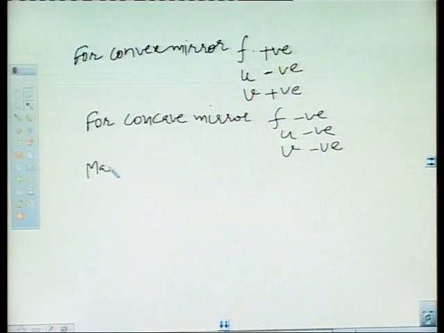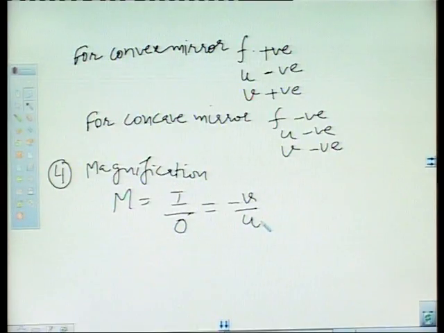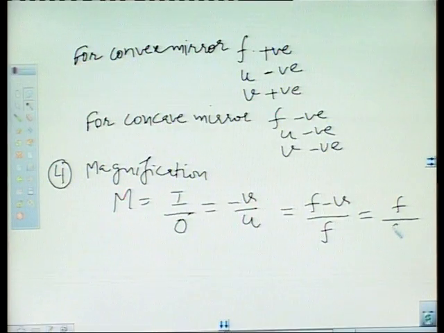Next is the magnification power, which is denoted by m. For mirror, it is given by the ratio of size of image to the size of object. This is equal to minus v upon u. This is also equal to f minus v upon f, or f upon f minus u. This is the magnification for mirrors.